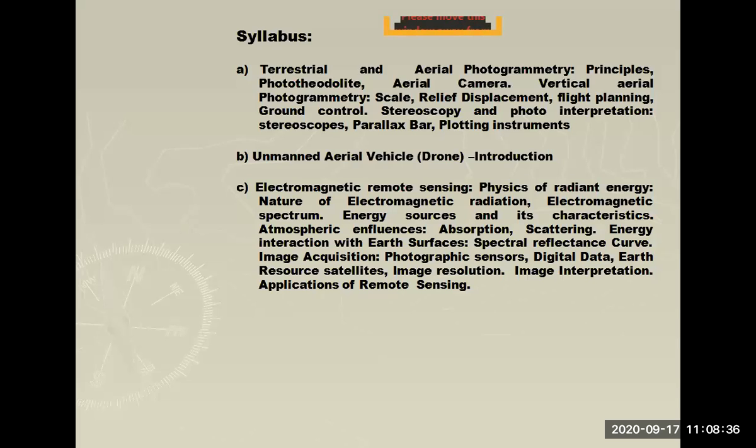Photogrammetry means we are taking the image only of a particular area or particular land, and from this image only we are analyzing the particular land. In which area the reduced level is less, in which area the height is there, or what features are available in this particular land, that we analyze from only the photograph.